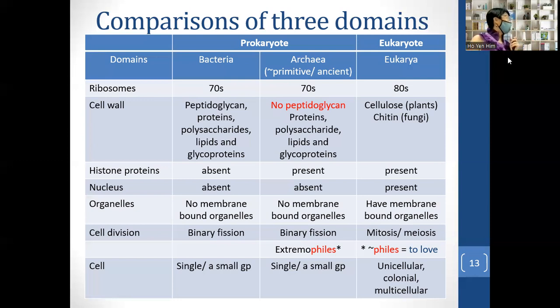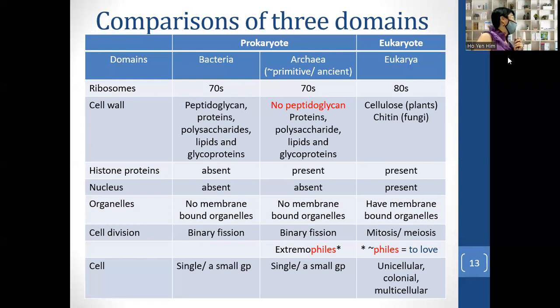Then a lot of Archaea are extremophiles. That means they love extreme environmental conditions. I'll show you after what that is. Phile means loving. The cell, okay, bacteria is a single cell organism, or sometimes they can exist as a small group, like a chain like that. A chain of bacteria joined together.